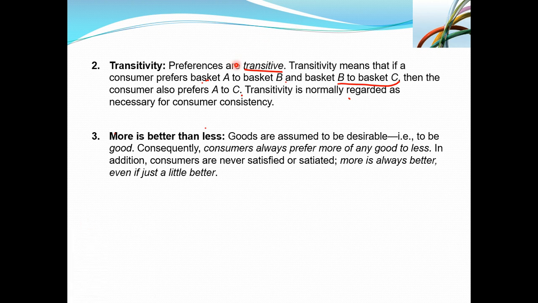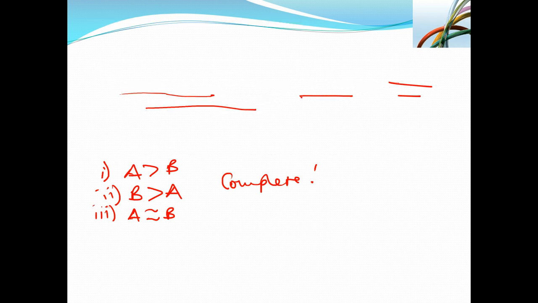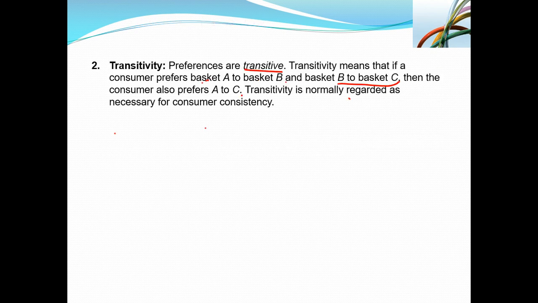You want more. Consumers prefer more of a good to less. In short, they are never satisfied. More is always better, even if it's just a little better. As long as it's more, I prefer to have more, no matter how small this more is. So more is better than less. So these are the properties of consumer preferences: completeness, transitivity, more is better.